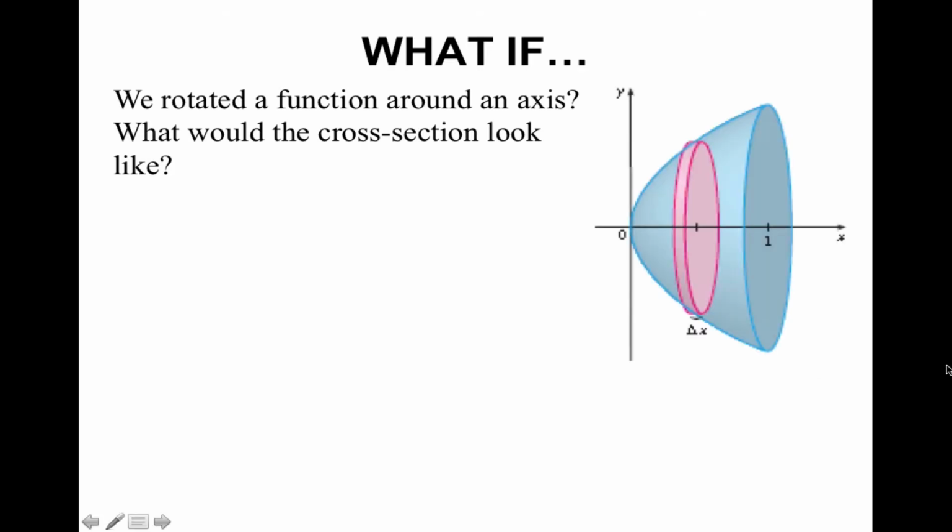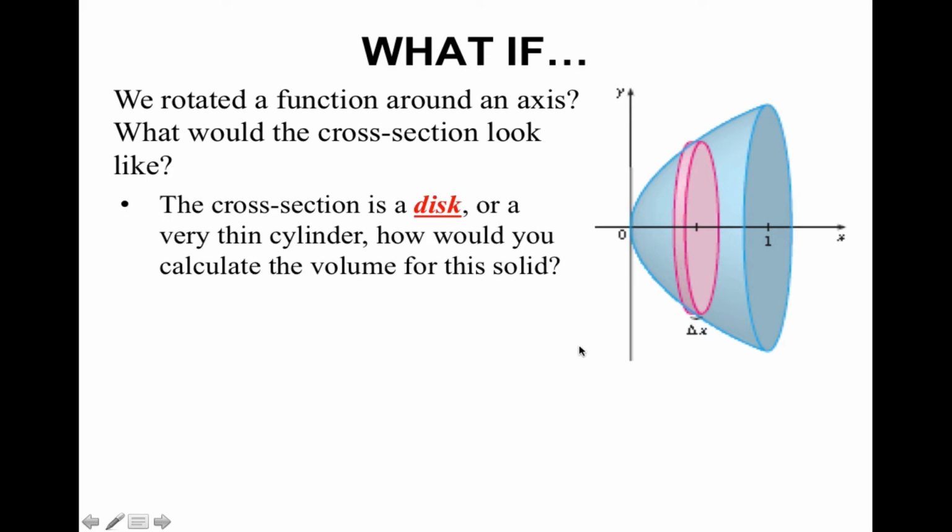Visually, if I was to take this function right here and rotate it around the x-axis, I would create this kind of bowl-shaped figure, so that when I sliced it, my cross section is this very thin cylinder. We call that type of cross section a disk, or a very thin cylinder. Now, how would you calculate the volume for this solid?